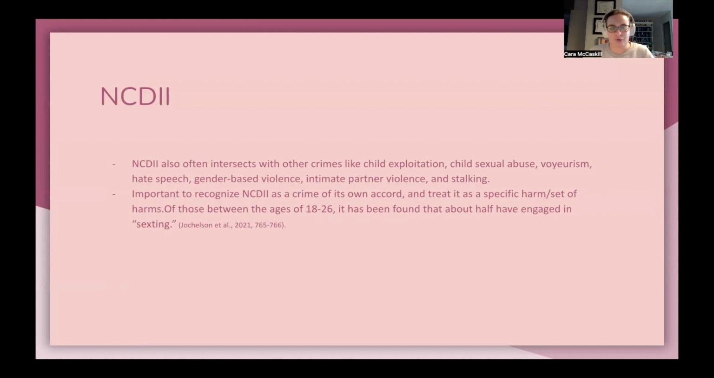And especially when we're talking about children and youth, it was found that among people between the ages of 18 and 26, so that kind of older youth category, about half have engaged in quote unquote sexting, which can turn into NCDII when those images are circulated without the consent of the person in those images. So it can easily and unfortunately often does translate from sexting into NCDII. And so we want to be, again, making children and youth aware of this so they can recognize it if it's happening to them, and so that they know that there are trusted adults that they can approach so that it can be stopped.